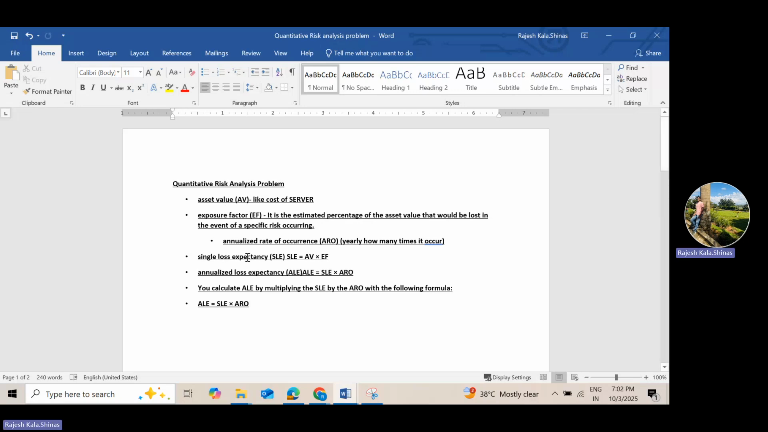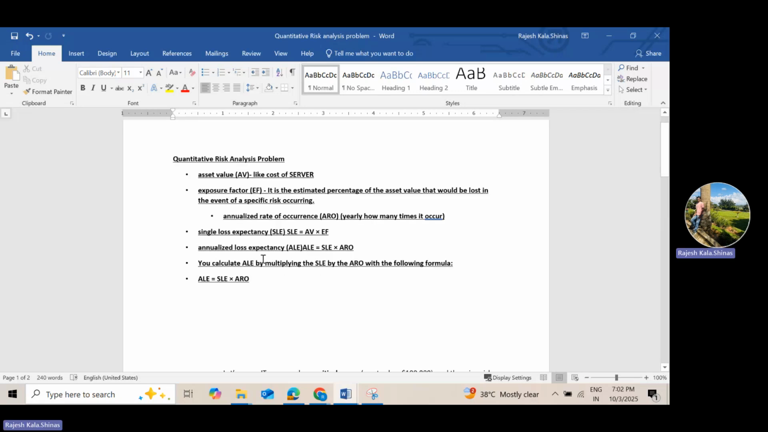Then SLE, single loss expectancy. One time if that risk occurs, how much loss the company is expecting. So SLE equals AV, asset value, into exposure factor. That's the formula. Then annualized loss expectancy, that means in a year how much loss the company is expecting. The formula is ALE equals SLE, the single loss expectancy, into how many times that risk occurs, that is ARO.